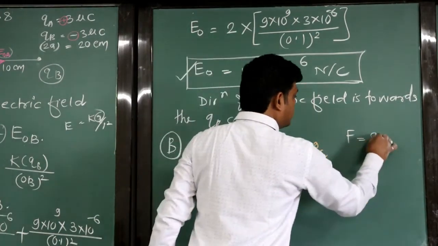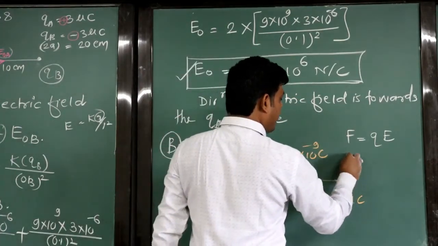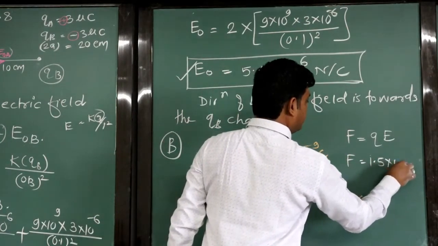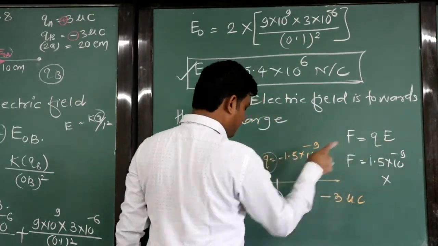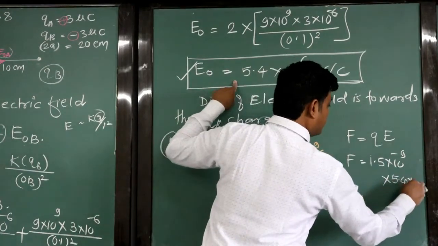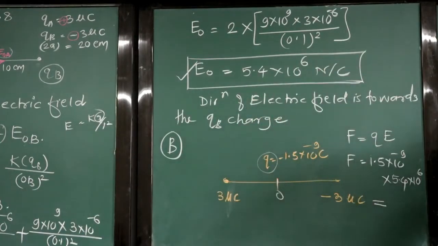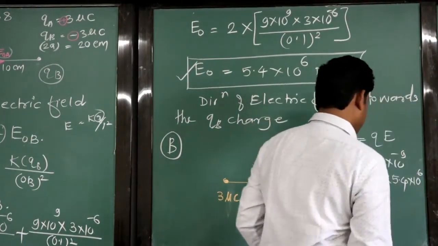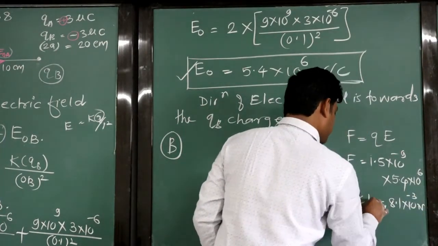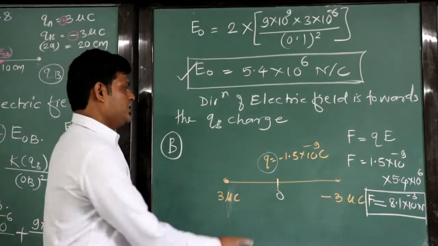So F equals Q into E. What is the charge kept? This Q charge is kept. So F equals, taking the magnitude, 1.5 times 10 to the power minus 9 multiplied by the electric field at point O, which is 5.4 times 10 to the power 6. So the answer will be near about 8.1 times 10 to the power minus 3 Newton. This is the force acting on O, right?